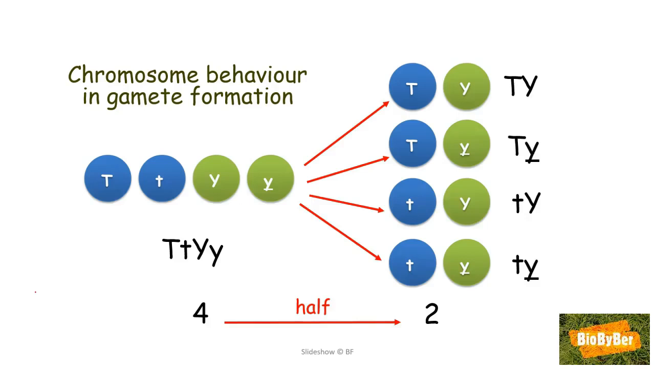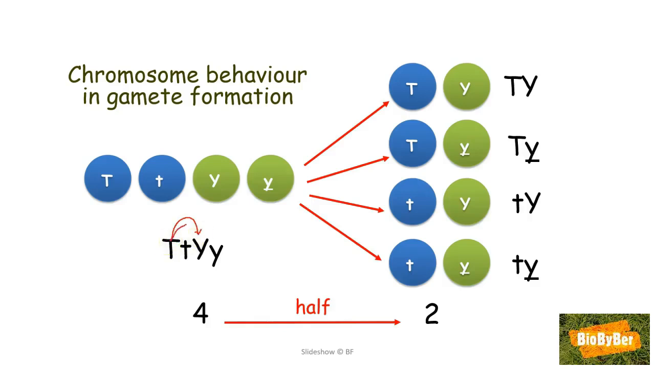Now, this is the understanding of chromosome behavior in gamete formation. But we do have a trick that we can make use of when we're doing genetic crosses. I call this the arrow trick. Basically, if I take my big letter T and draw an arrow out into big Y, I can create a gamete that contains big T, big Y.